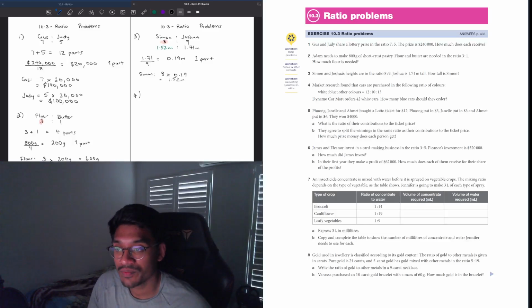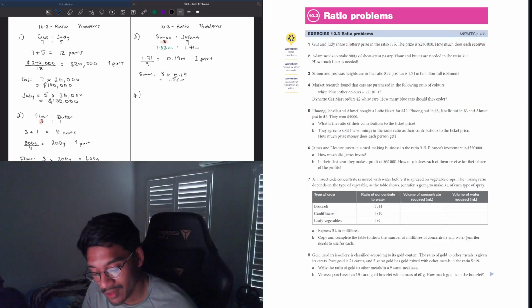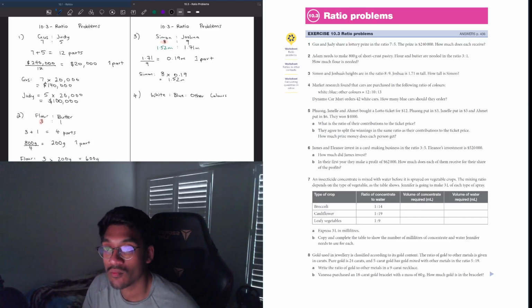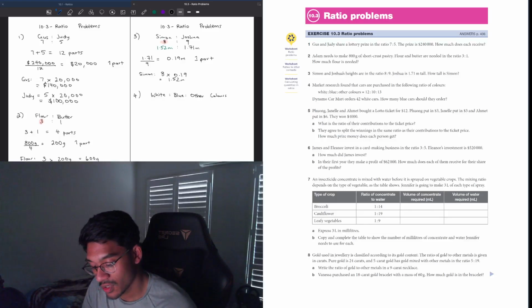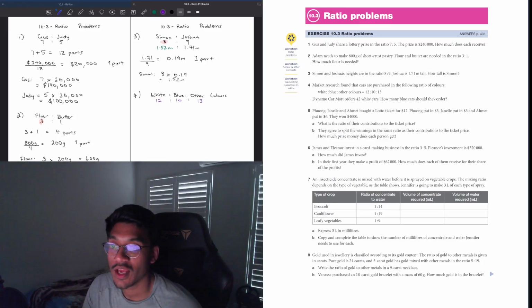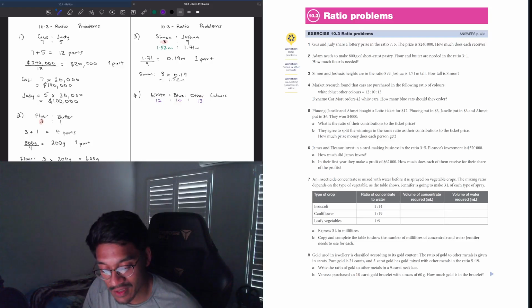I'm going to copy out what they've done. So I know that the colors of cars that they buy are in the ratio of white to blue to other colors. Right, that's just me copying it from the question. I'm going to use a different color now. We also know the ratio is 12 to 10 to 13. That's just me copying it. And we also know that they order 42 white cars. So 42 to something to something. And what we're trying to find out is how many blue cars there are. So essentially that part there.